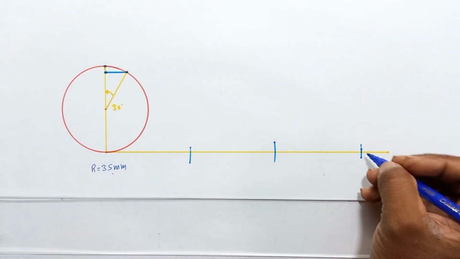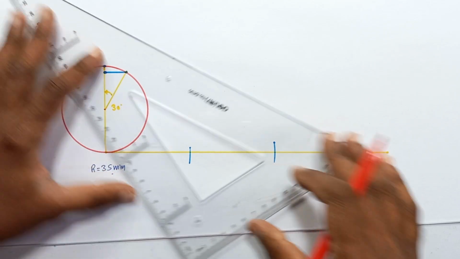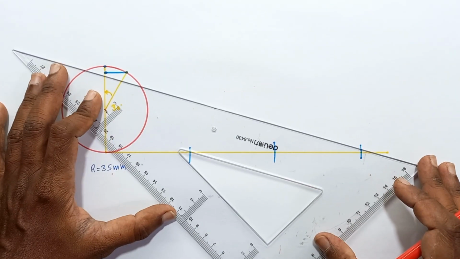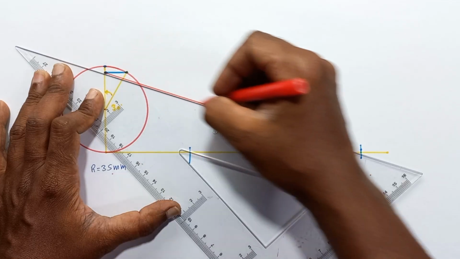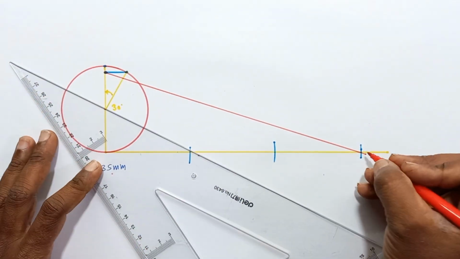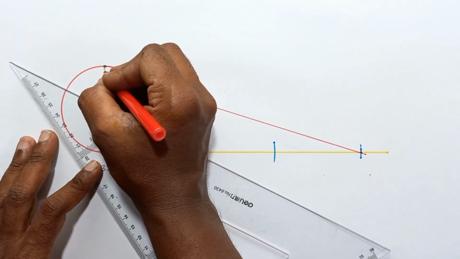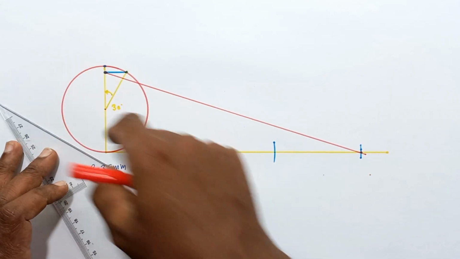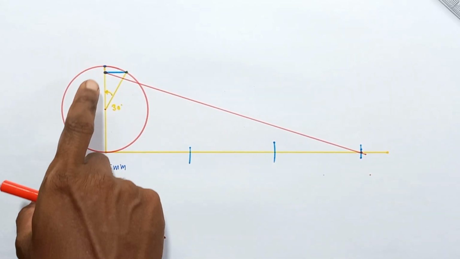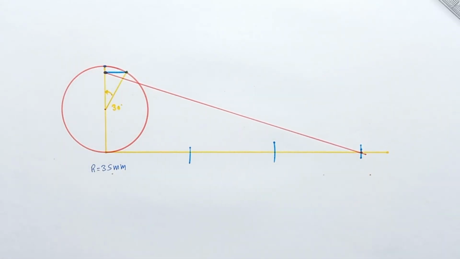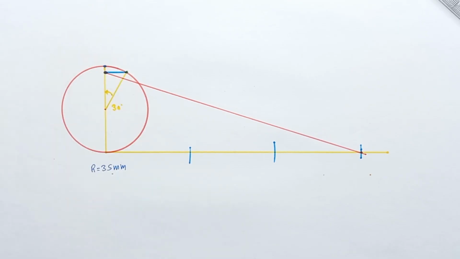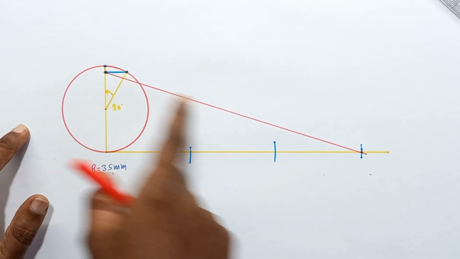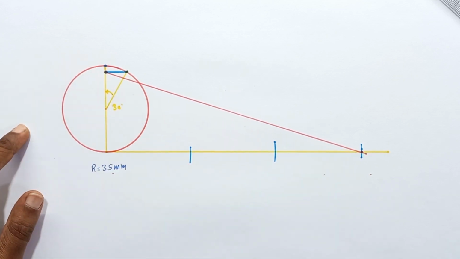Then join these 2 points. Then this length of line is equal to the circumference length of the circle. This is how we draw a straight line equal to the length of the circumference of a given circle. Let me explain how it is equal to the circumference length.